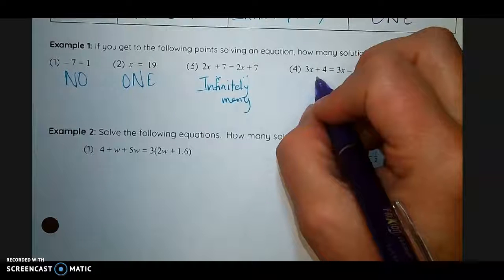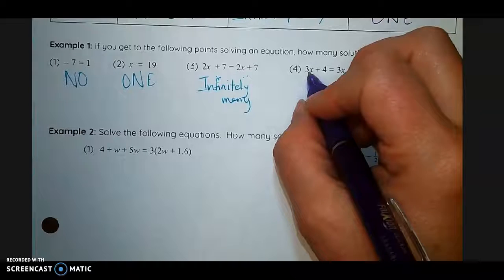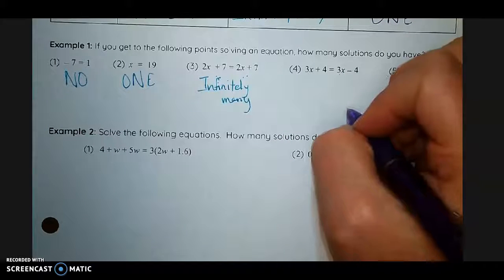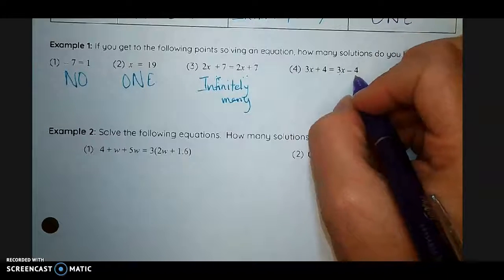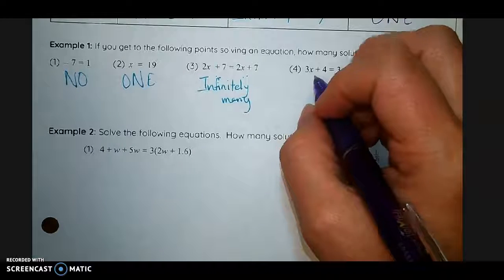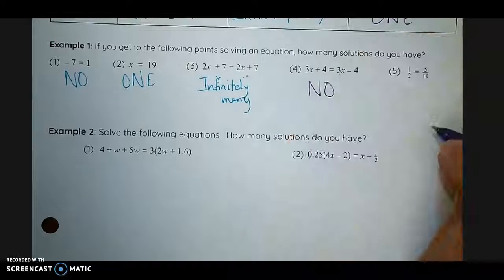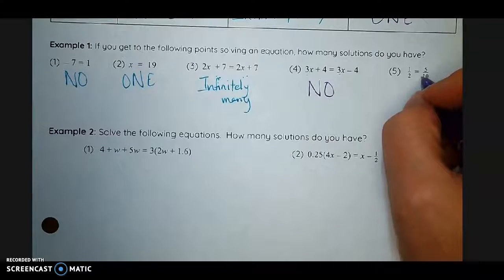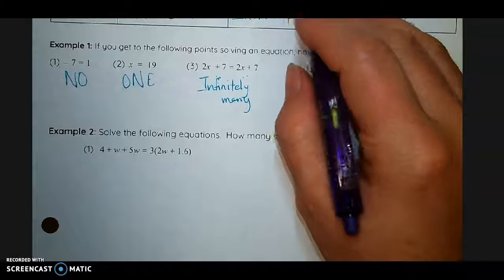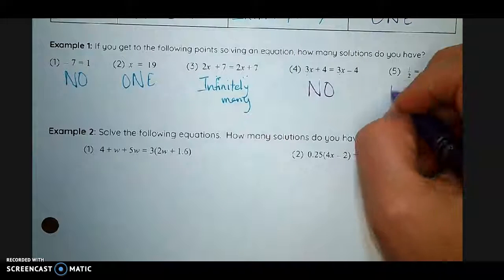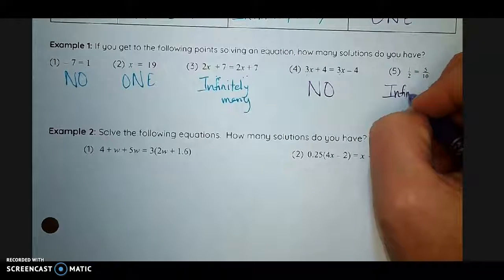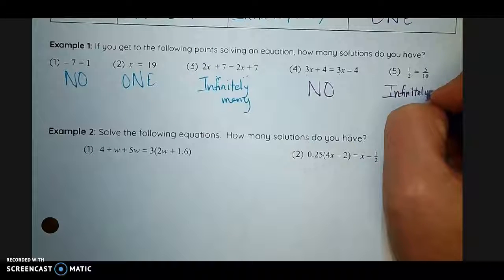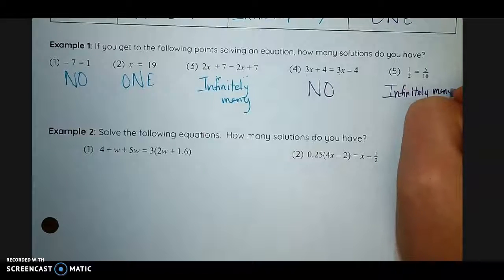Over here, it's kind of the same, but my variables are going to cancel out, and I'm going to be left with like -8. That's going to be no solutions. And 1/2 is equal to 5/10. That means I'm going to have the same thing on both sides, so this is going to be infinitely many.